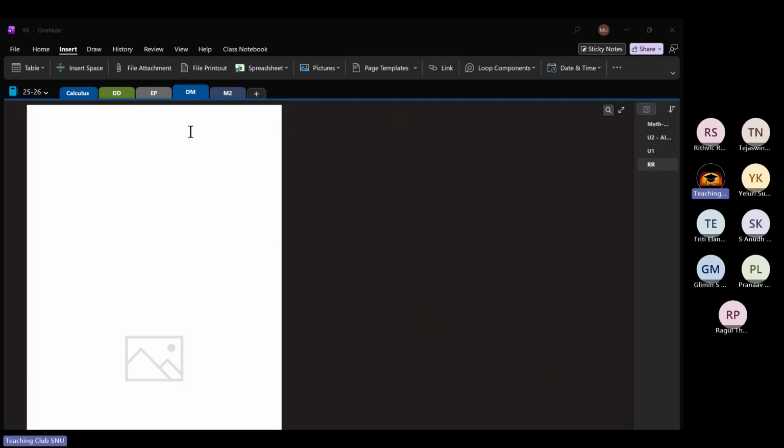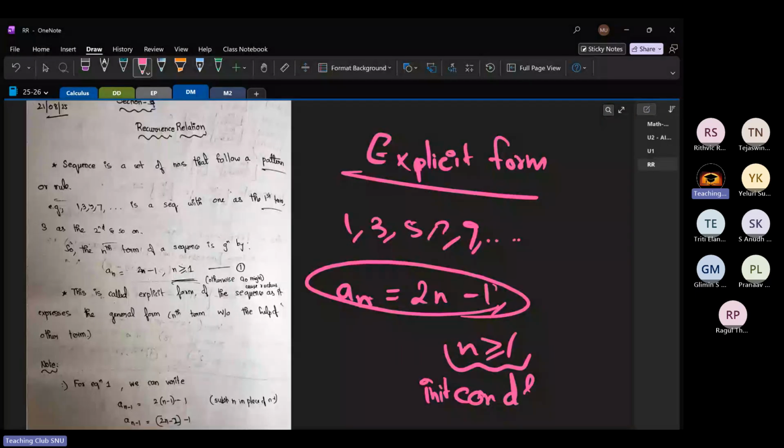Okay. So moving forward, a n is equal to 2n minus 1 is a simple explicit form, meaning the function is dependent directly on the value of n, right? But many a time you will not have such things. Many a time you will have a n dependent on a n minus 1, a n minus 1 dependent on a n minus 2, and all that, right? You don't want that.